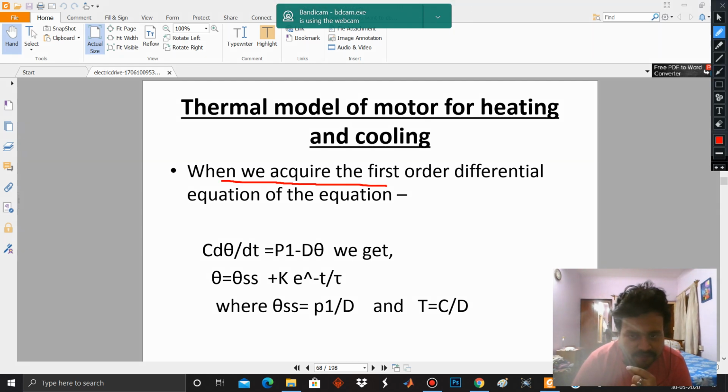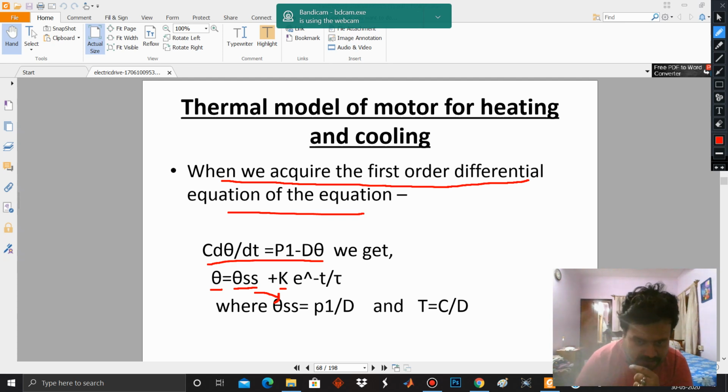So when we acquire the first order differential equation, which is this one, if we solve that, it is theta is equal to theta ss plus k e to the power minus t by tau, where theta ss is equal to p1 by capital D and tau is equal to C by D. So these are the notations. This is the solution of a first order ODE.